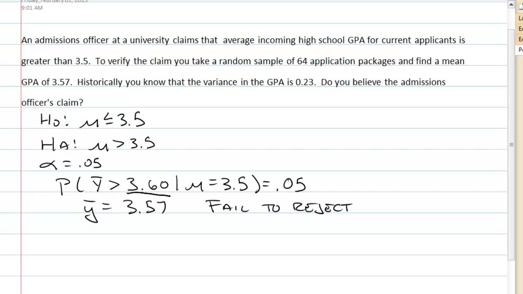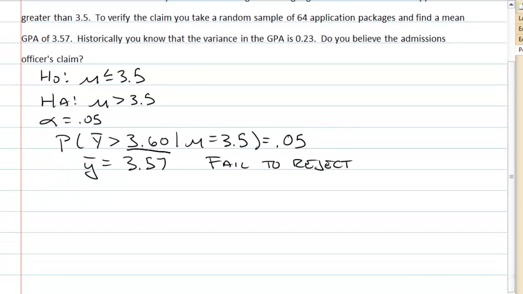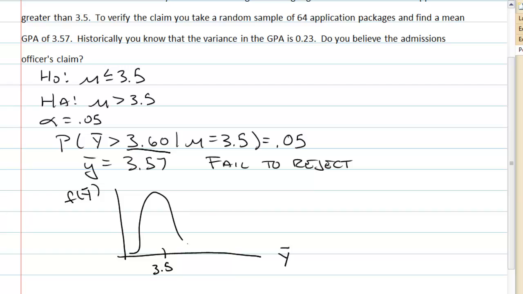Our sample mean was 3.5, so we failed to reject. In this case, we would be interested in what's the power of this test. Let's draw a picture to show what this looks like. So again, here we're looking at the distribution of y bar. That's our point estimate. Under the null, we're centered at 3.5. It's normal by the central limit theorem.